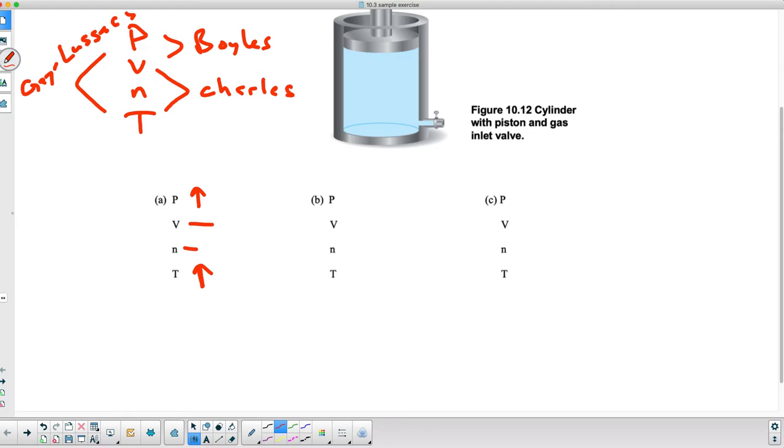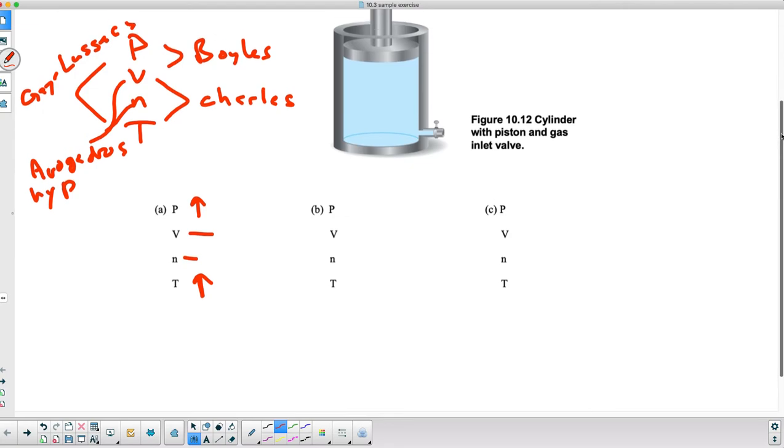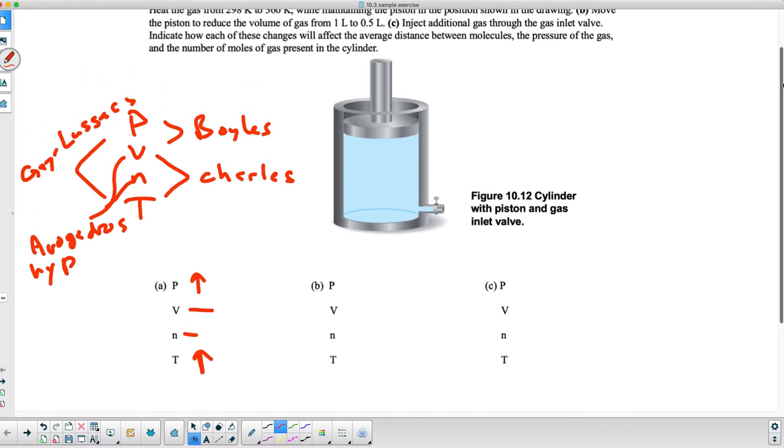So if volume's constant, then it can't be Charles' law because Charles' law is volume and temperature. And if we have volume and number of moles, then we have Avogadro's law. Actually, it's a hypothesis. I'll just call it hype. So there's our first one. So when temperature goes up, pressure goes up. That's what we're looking for as far as talking about the different changes.